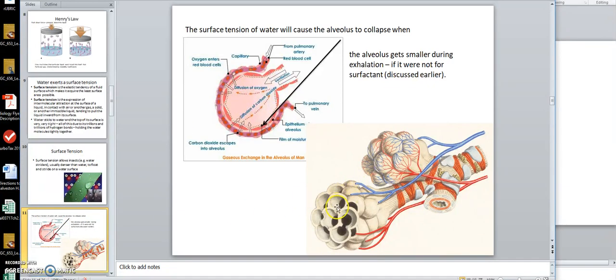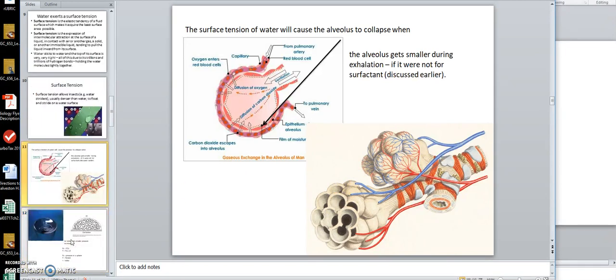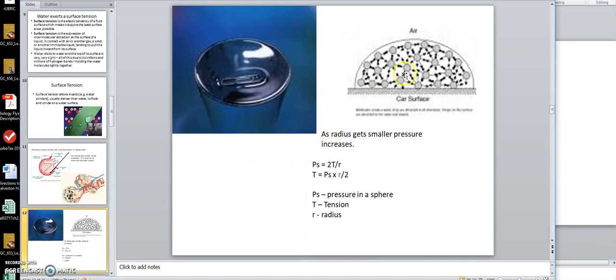Okay? See, here's the alveoli there. All right. So that's our surface tension. See how water likes to bead up, and those hydrogen bonds? Now here's the formula for surface tension here. Tension equals pressure in the sphere times the radius, divided by 2. So I just wanted to show you that.